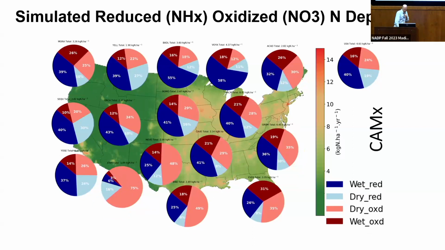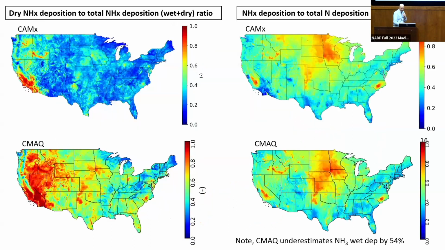And that's just the CAMX to give you a sense of some of these differences. That's another way of looking at it. We can see that CMAQ has a much higher relative contribution of dry ammonia to total reduced nitrogen deposition, about a factor of 4. And we can see that the relative contribution of the reduced to the total is the same using these two very different models.